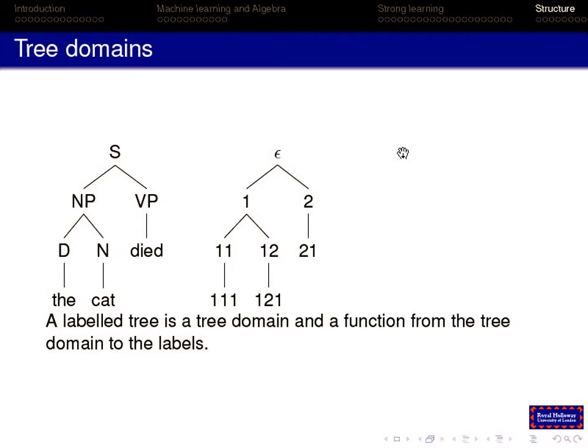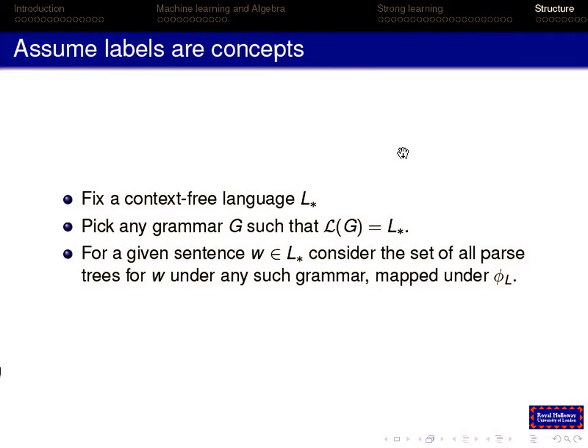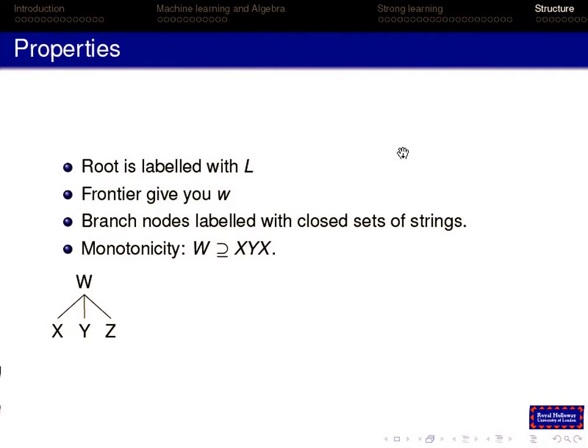So we're going to take trees of a fairly standard type, okay, where we have a tree domain which defines the structure, and then a mapping from that structure into a set of labels. Again, we fix a context-free language. We pick any grammar, G, that defines that language. And then for a given sentence, we consider every possible parse tree under every possible grammar for that language, and we map it under this universal morphism. Okay, this is going to give us an infinite set of trees that have the following property.